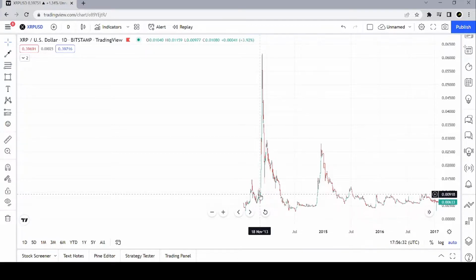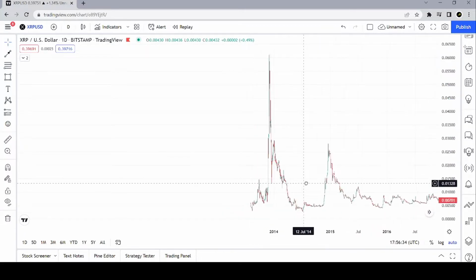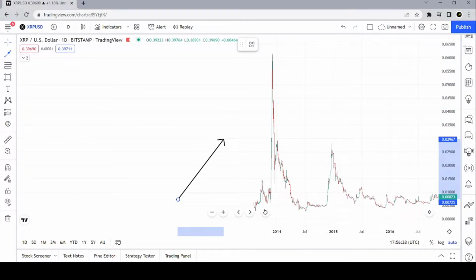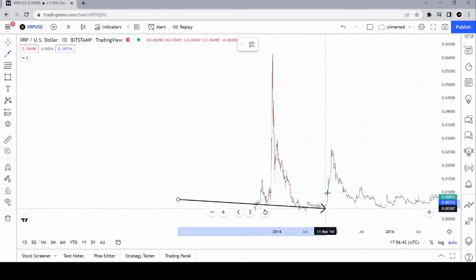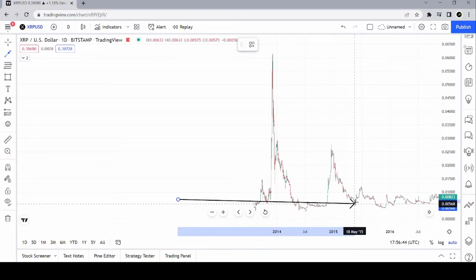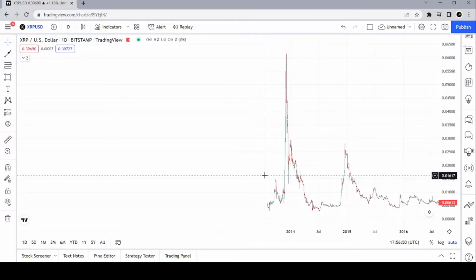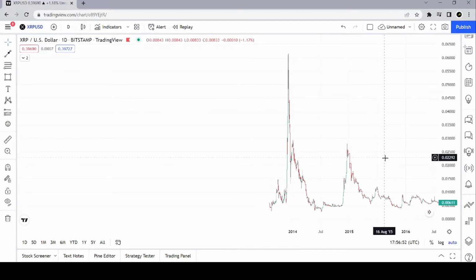And if we zoom back to the very beginning of XRP back here in November 2013, we see that it has the same features. It goes up, comes back down, goes flat, goes up again, comes back down, goes flat, and so on and so forth. What I would like to do in this video is show you the fundamental characteristics that tend to repeat with XRP.